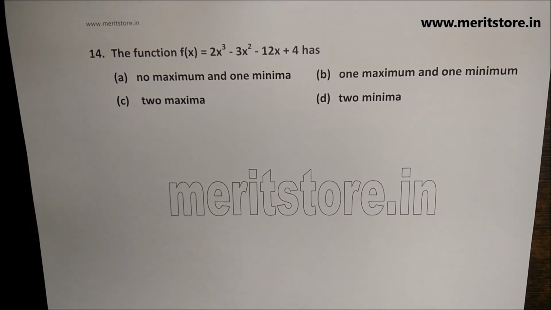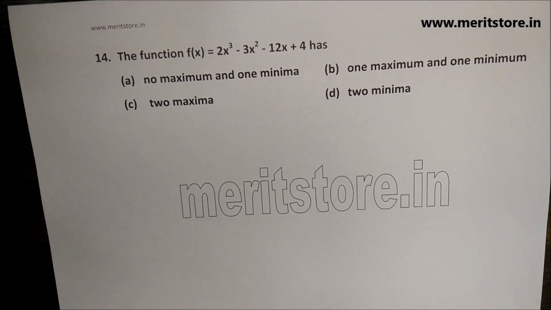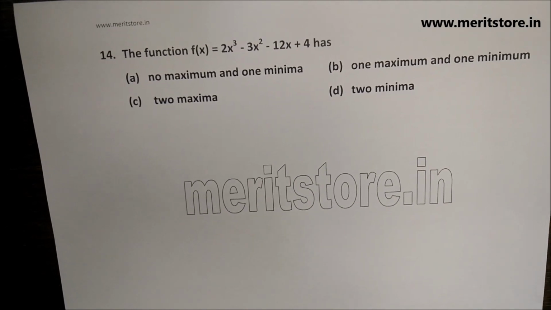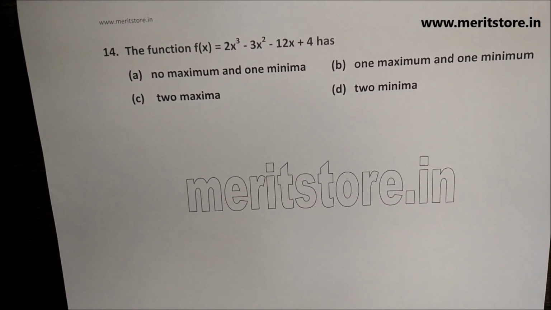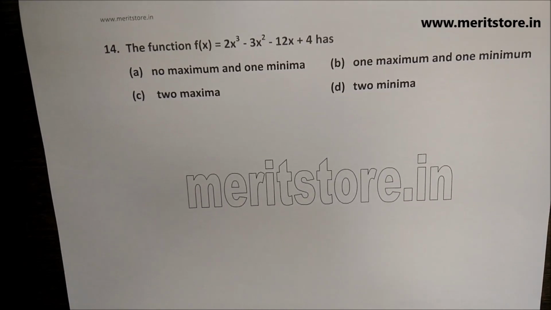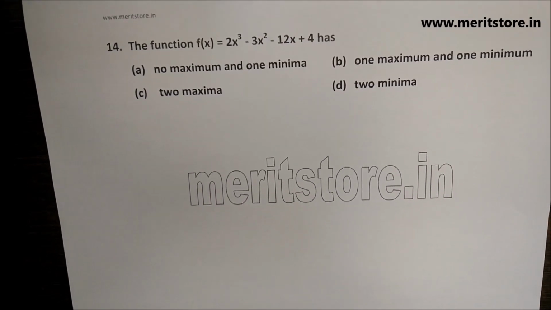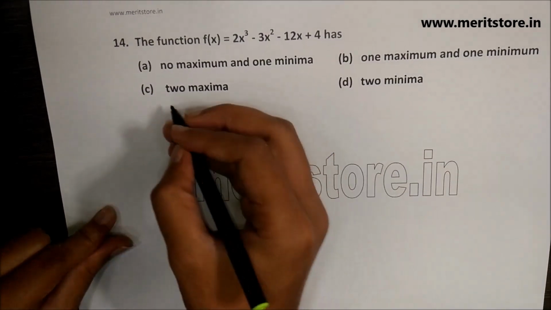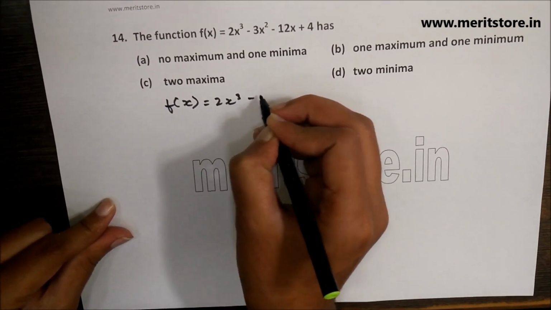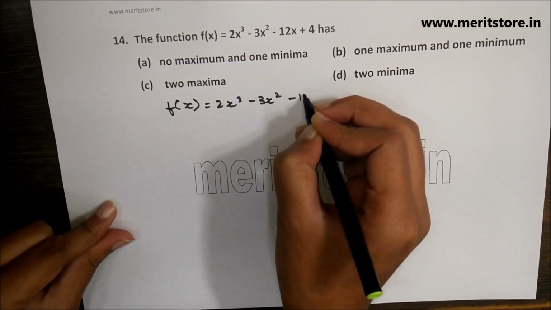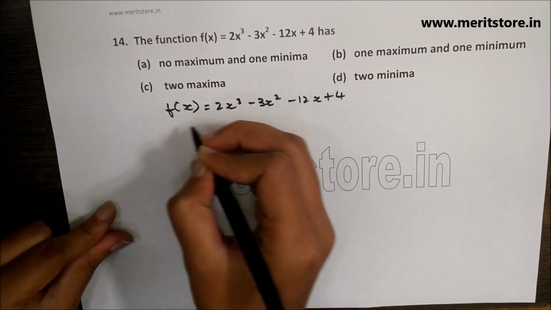Question number 14. The function f of x is equal to 2x cube minus 3x square minus 12x plus 4 has option A no maximum and 1 minimum, option B 1 maximum and 1 minimum, option C 2 maxima, option D 2 minima. F of x is given as 2x cube minus 3x square minus 12x plus 4.